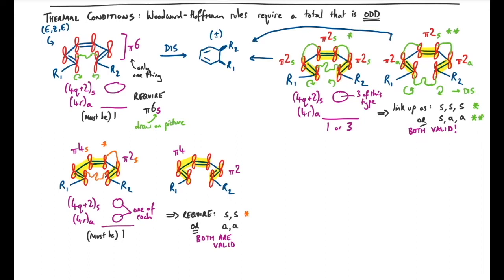Joining them up as usual, that means that the left-hand side with R1 has to rotate in a clockwise fashion, and the one with R2 has to rotate in an anti-clockwise fashion. We get exactly the same thing.